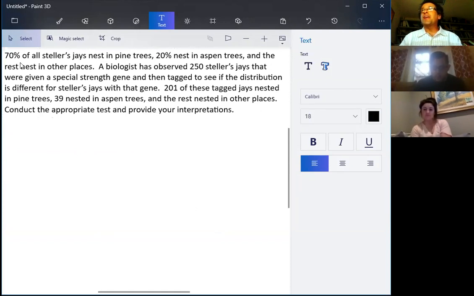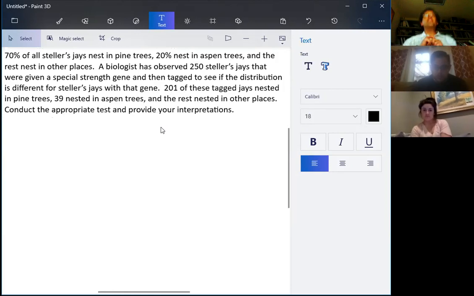So 70% of all Steller's jays nest in pine trees. 20% nest in aspen trees. And the rest nest in other places. A biologist has observed 250 Steller's jays that were given a special strength gene and then tagged to see if the distribution is different for Steller's jays with that gene. 201 of these tagged Steller's jays nested in pine trees, 39 nested in aspen trees, and the rest nested in other places. Let's conduct the appropriate hypothesis test.